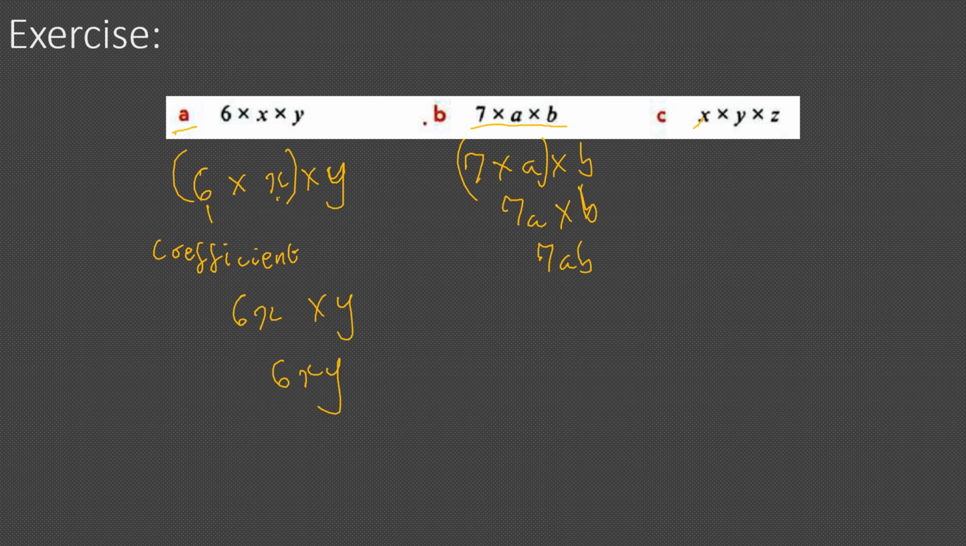After that, question C: x times y times z. Again, same thing. You can first put this in brackets, stick these two together, so it's now xy, and then times z. So that will become xyz. That's the first exercise. We'll look at the second one.